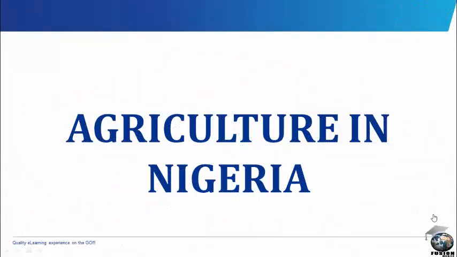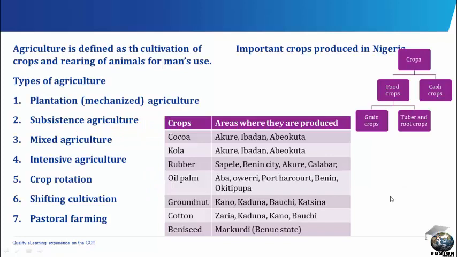Agriculture in Nigeria. Agriculture is defined as the cultivation of crops and rearing of animals for man's use. Types of agriculture. 1. Plantation or mechanized agriculture. This requires commercial cultivation in which products are mainly for sale. It requires a large area of land.